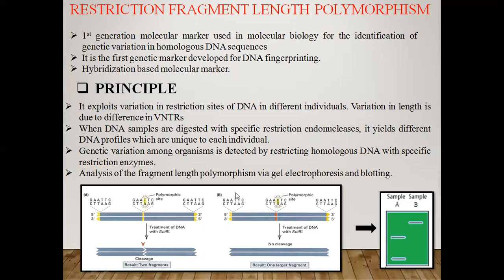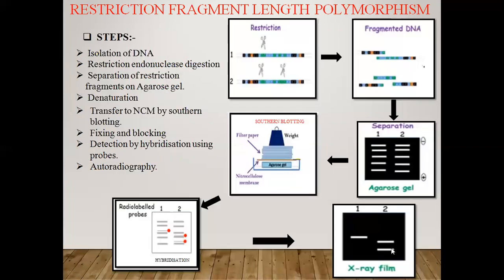So it yields different DNA profiles. As I told you, different fragments are generated which are unique to each individual. Genetic variation among these organisms is detected by digesting homologous DNA with a specific restriction enzyme, and analysis of the fragment length polymorphism. When these fragments are generated, they are visualized on gel electrophoresis, and further blotting is done. So I'll go through the steps.